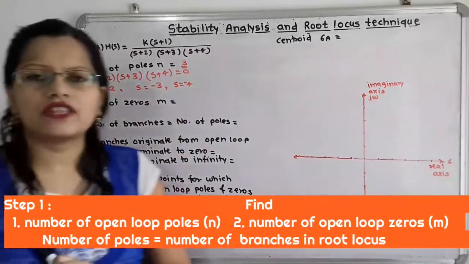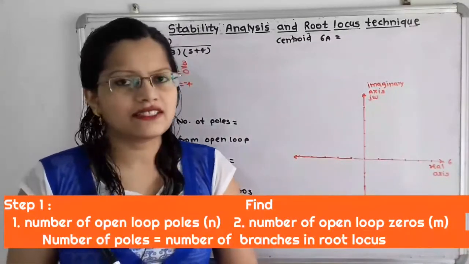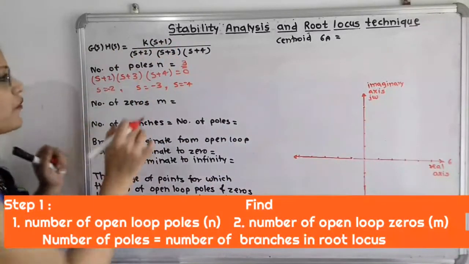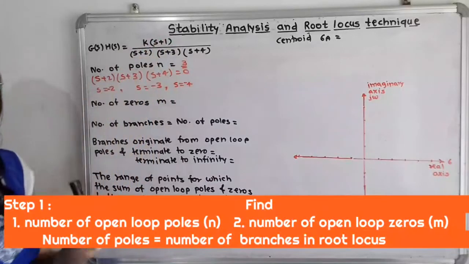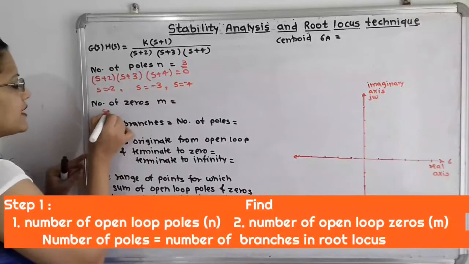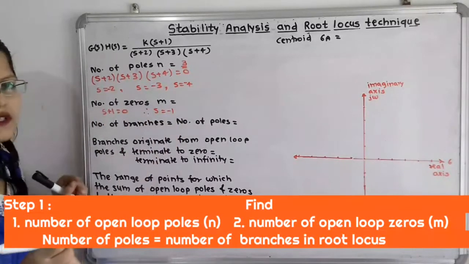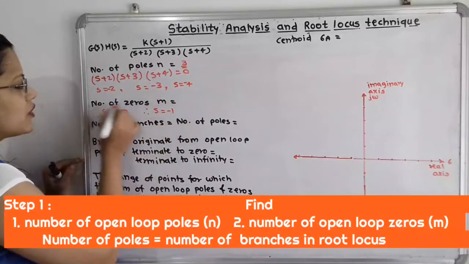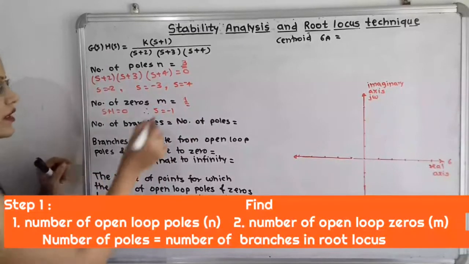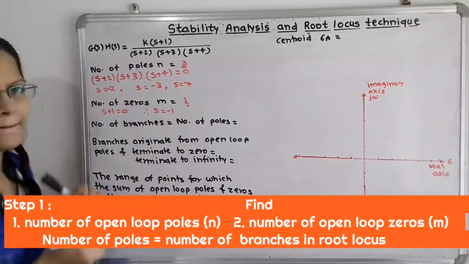Now we will move to the calculation of the number of zeros. For the number of zeros, that is m, we have to refer to the numerator. From the numerator we select the s term, which is s+1. We equate it to 0, so s+1 is equal to 0 and therefore s is equal to -1. So there is only one root. So the number of zeros, m, is equal to 1, and the zero lies at the point -1.